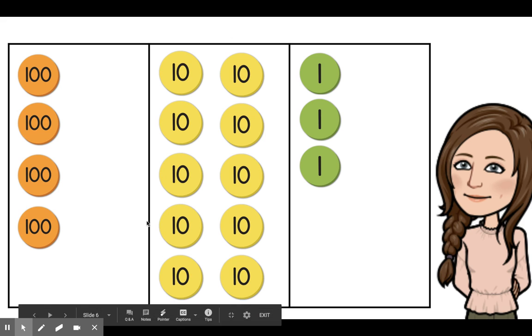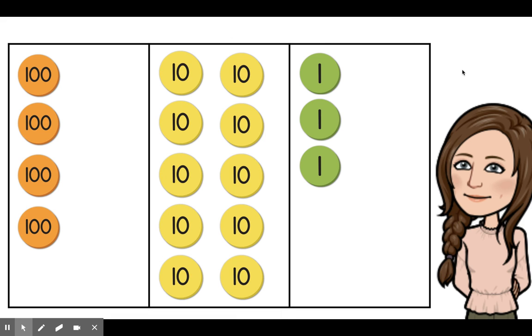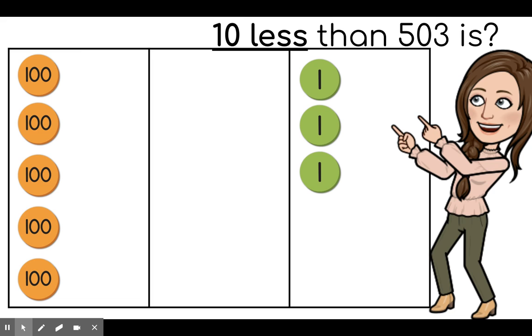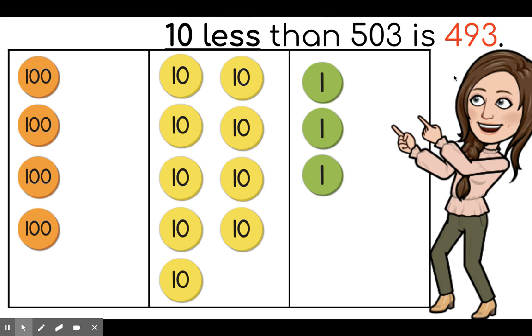400, 503, 503. Now we can show 10 less. Take away one group of 10, and we have 493. That means 493 is 10 less than 503. Whew, you're good at this. Let's review. What was 10 less than 503? 493. You're right. Let's read this math statement together.